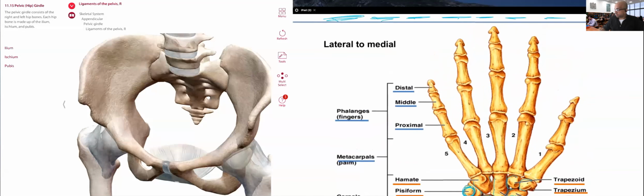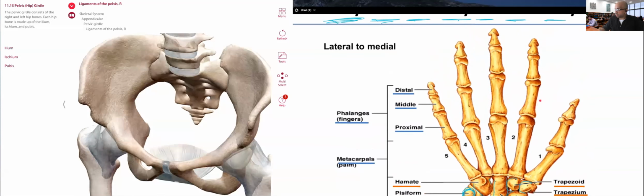For the phalanges, we don't give them numbers or names. We're gonna be calling the phalanx that is located closer to the metacarpal bone the proximal phalanx. And the ones located away from the metacarpal bone, those are my distal phalanges. For the medial four fingers, we've got the middle phalanges. So the medial four fingers are gonna have proximal, middle, and distal. The thumb only has a proximal and a distal phalanx. It doesn't have a middle phalanx.